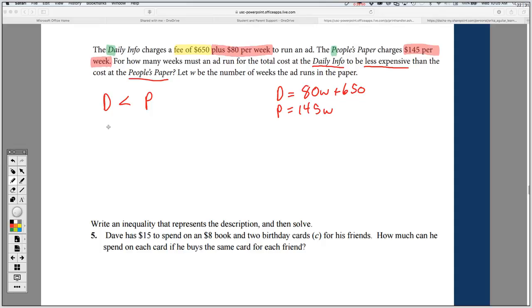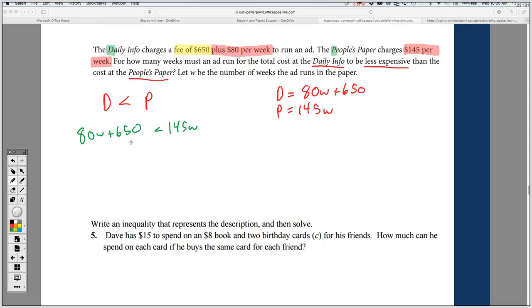So now for D, what should I put? 80W plus 650 less than for P? 145W. Awesome job. Okay. Once again, what is this called that you just did? Substitution. All right. Did you guys already solve this part, or are you still working on it? Do you need more time? A little bit? Okay, let's do 1 to 2 minutes, all right? Try to finish up.